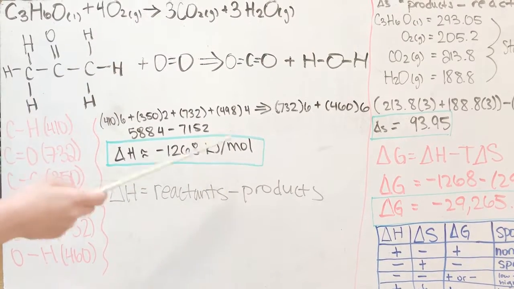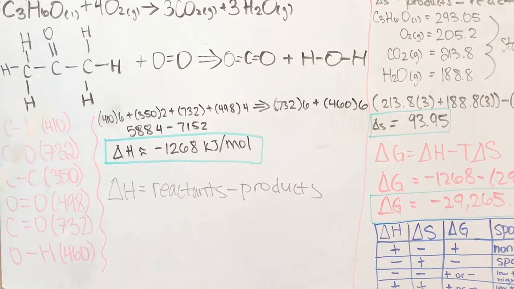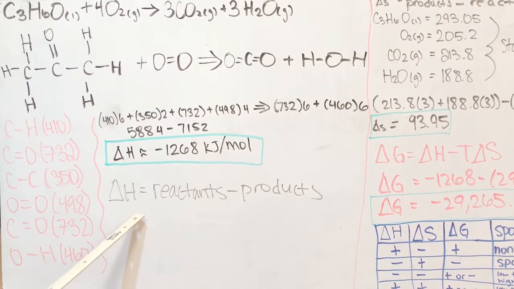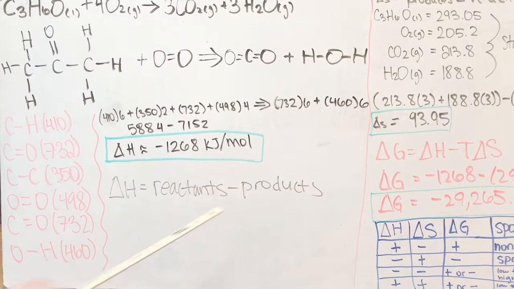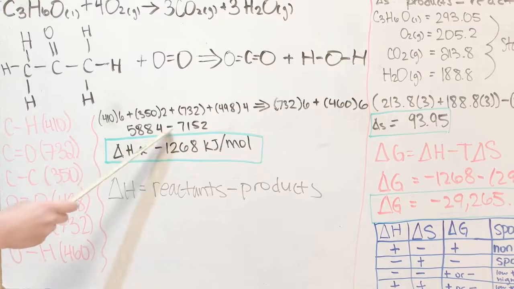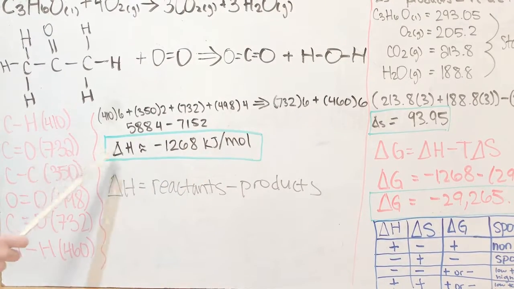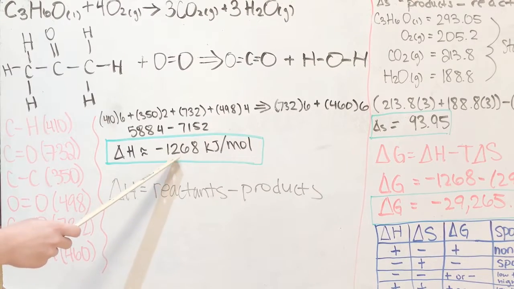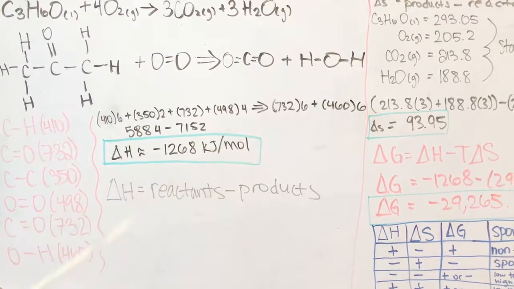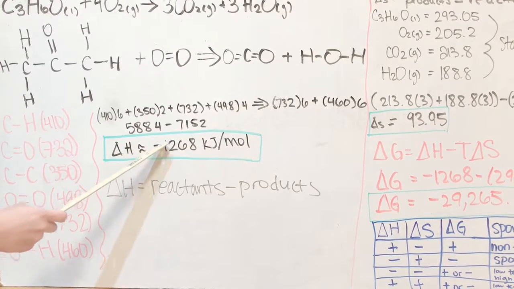And we would do the same thing on the product side. After you find the energies for both sides, we use the equation of delta H, which is reactants minus products. So you would do 5,884 minus 7,152. Then the delta H would be negative 1,268 kilojoules per mole. And this would mean that the reaction is releasing heat because there's a negative sign over here.